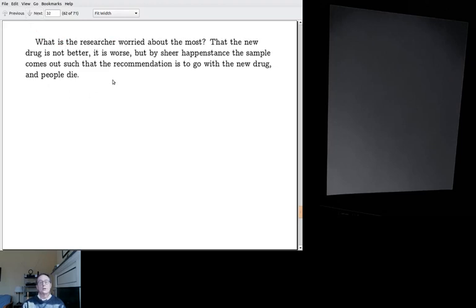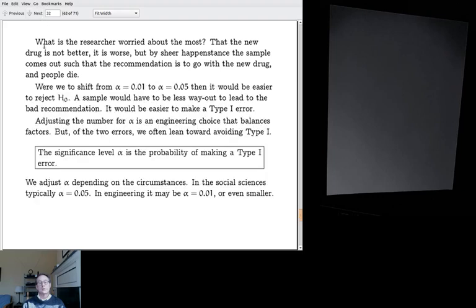What is this researcher worried about the most? What this researcher is worried about the most is that they got a way off sample, and that the new drug is not better. In fact, it's a little bit worse. But by sheer happenstance, the sample comes out such that the recommendation is to go with the new drug, and that's the worst thing that could happen. You don't want that to happen.